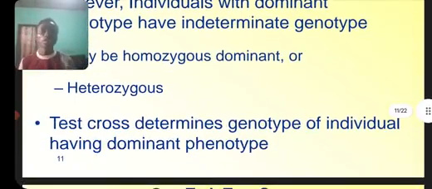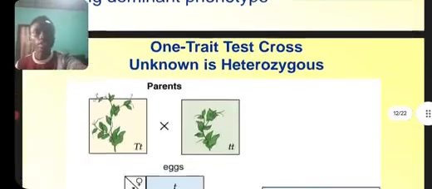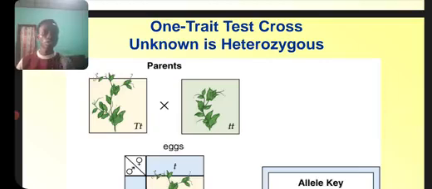A test cross can be done to determine the genotype of a dominant phenotype, whether homozygous or heterozygous. Now, for a one-trait test cross where the unknown individual is heterozygous, I want to blindfold your mind. I want you to think like this individual. You don't know that this individual is heterozygous for a particular trait.